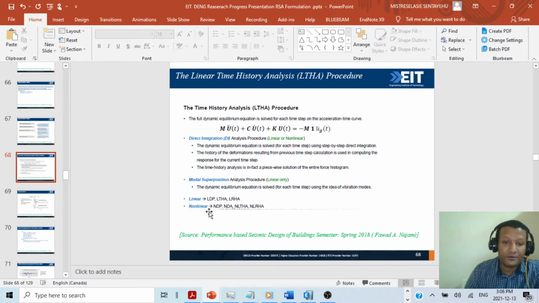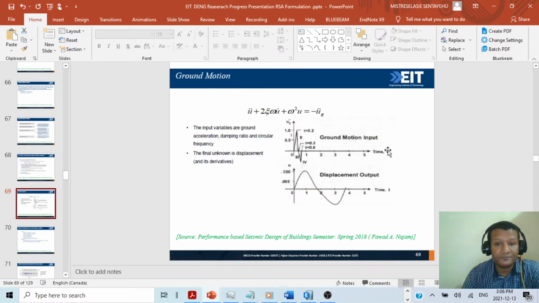This is non-linear. We can say linear dynamic procedure, linear time history analysis, linear response history analysis, all the same. Non-linear dynamic procedure, non-linear dynamic analysis, non-linear time history analysis, non-linear response history analysis. There are a lot of names.